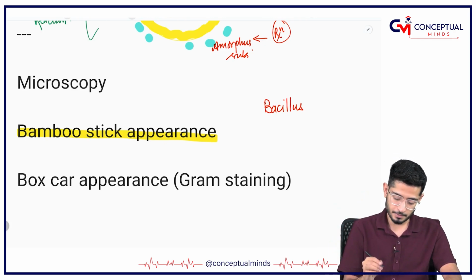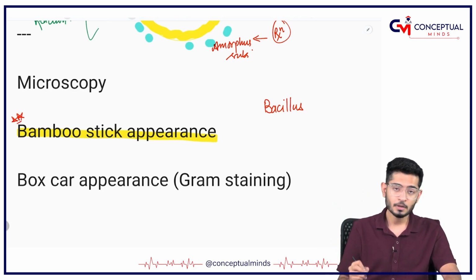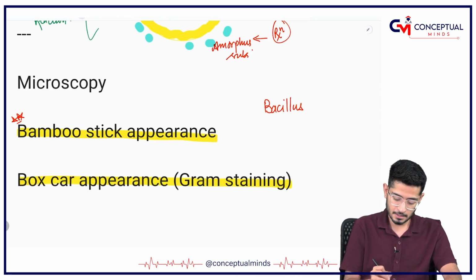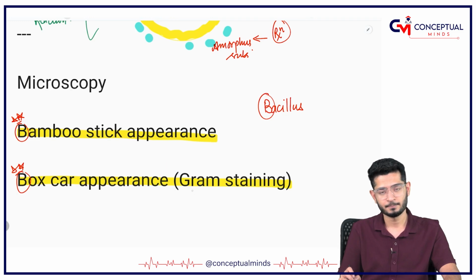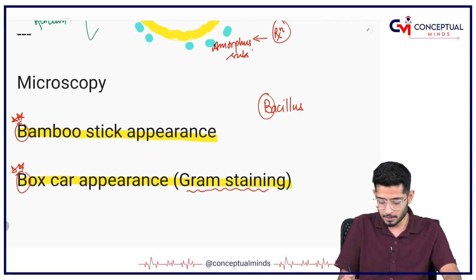So, bamboo stick appearance is seen normally, whereas boxcar appearance is seen when it is gram stain. Again, B for bacillus, B for boxcar, B for bamboo stick appearance. In gram staining, because it is a gram positive rod.